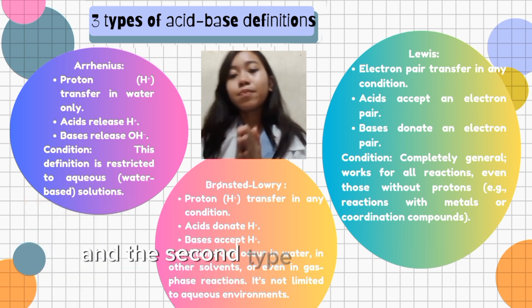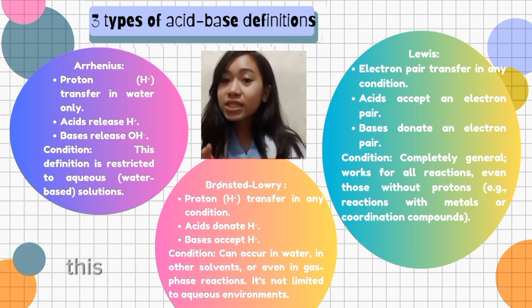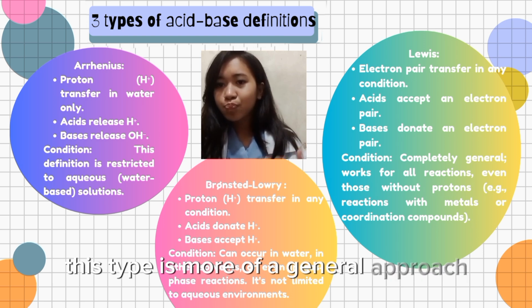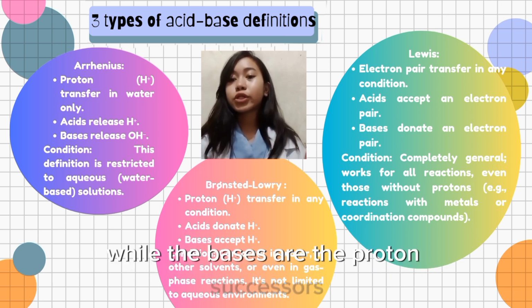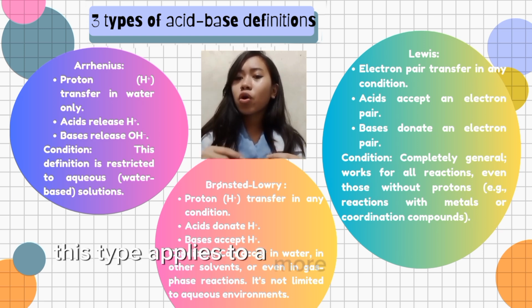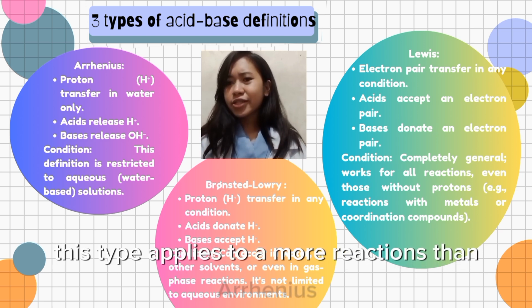And the second type is the Bronsted-Lowry. This type is more of a general approach. The acids are proton donors while the bases are the proton acceptors. This type applies to more reactions than Arrhenius.